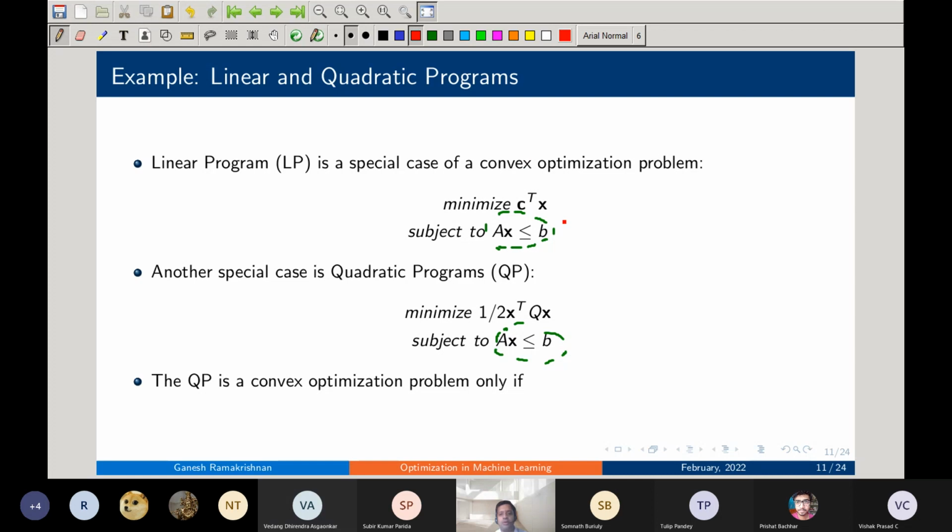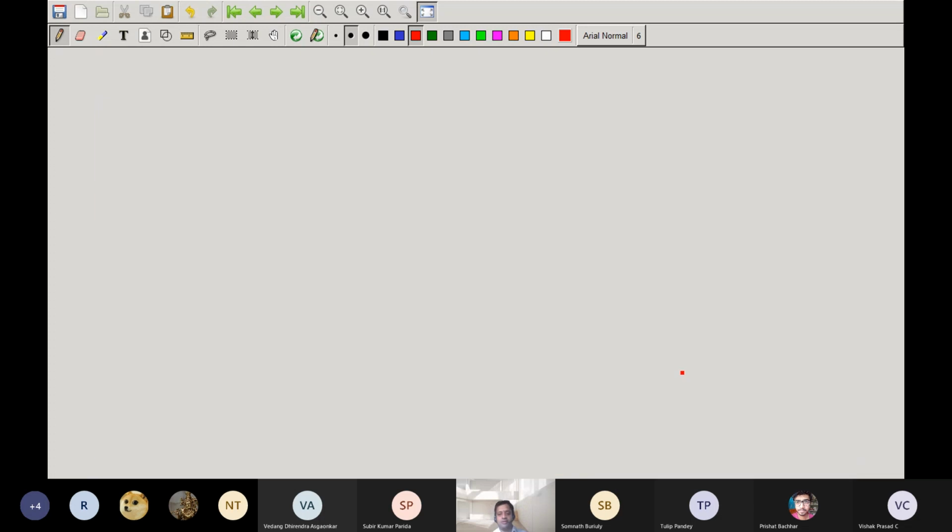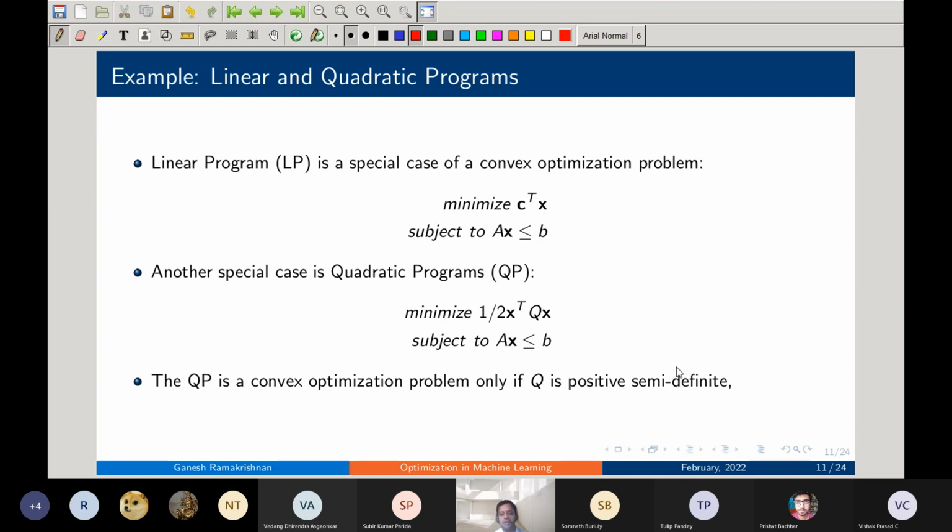The linear problem is always going to be convex. Yes, when Q is positive somewhere. Right. The Hessian of F, which is Q, is positive semi-definite. Right. Q is positive semi-definite.